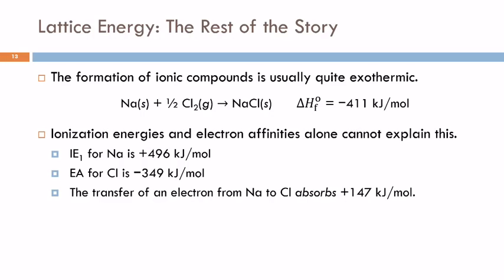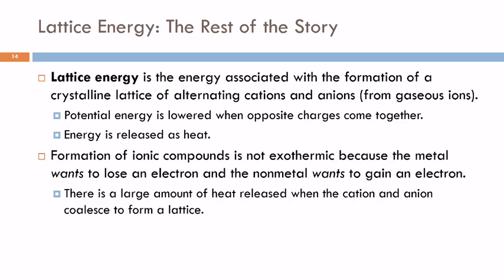So there's something missing in there. It's not just the ionization energy and electron affinity. The missing thing is the lattice energy. That's the energy associated with the formation of a crystalline lattice of alternating cations and anions. When we quantify this, it's measured in comparison to the ions in their gas state.